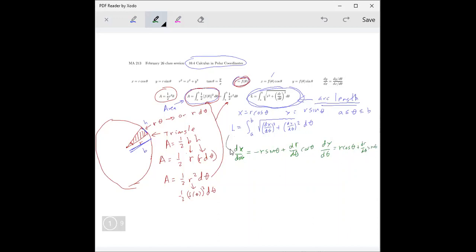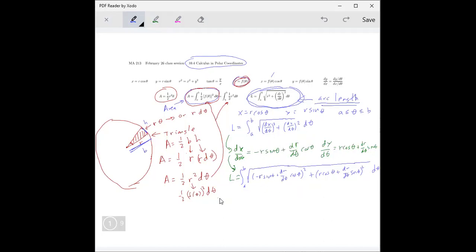Okay, now when you put all this into this equation, you're going to get all of this squared plus all of that squared. And then you still have the d theta outside. So all I'm doing is just calculating these derivatives and plugging them into here.